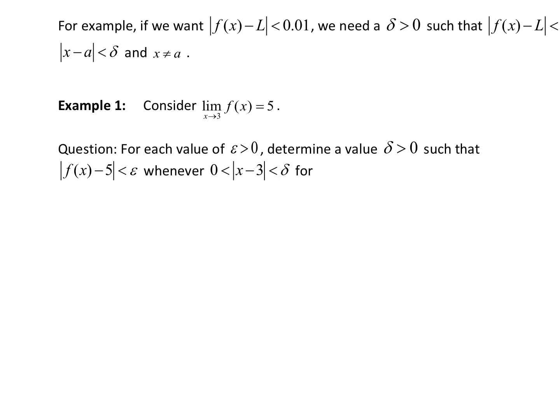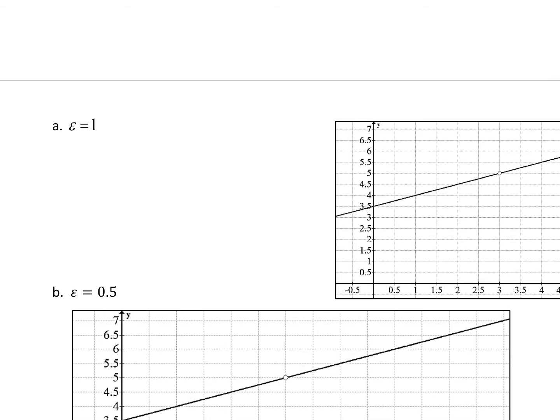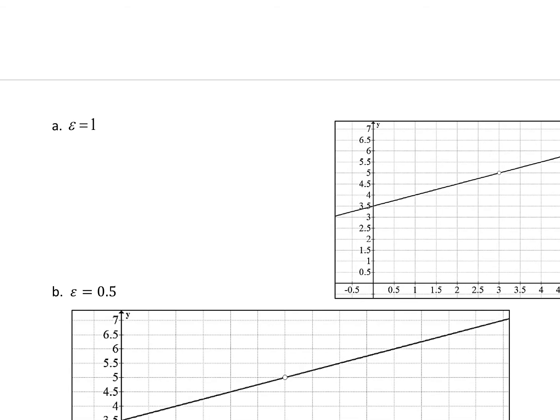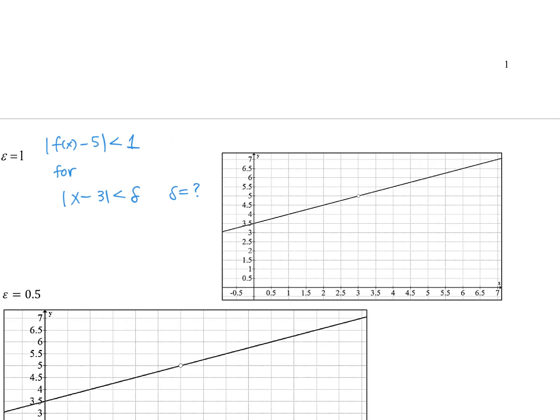All right. So let's look at the example here. Sorry, there's a lot of space here. So the case where epsilon is equal to 1. If I were to rewrite it, I want the absolute value of f of x minus 5 to be less than 1 for delta such that x minus 3 is less than delta. So the question is, what delta should I pick? Let's zoom out a little bit. Let's look at the picture here. f of x minus 5 is less than 1.